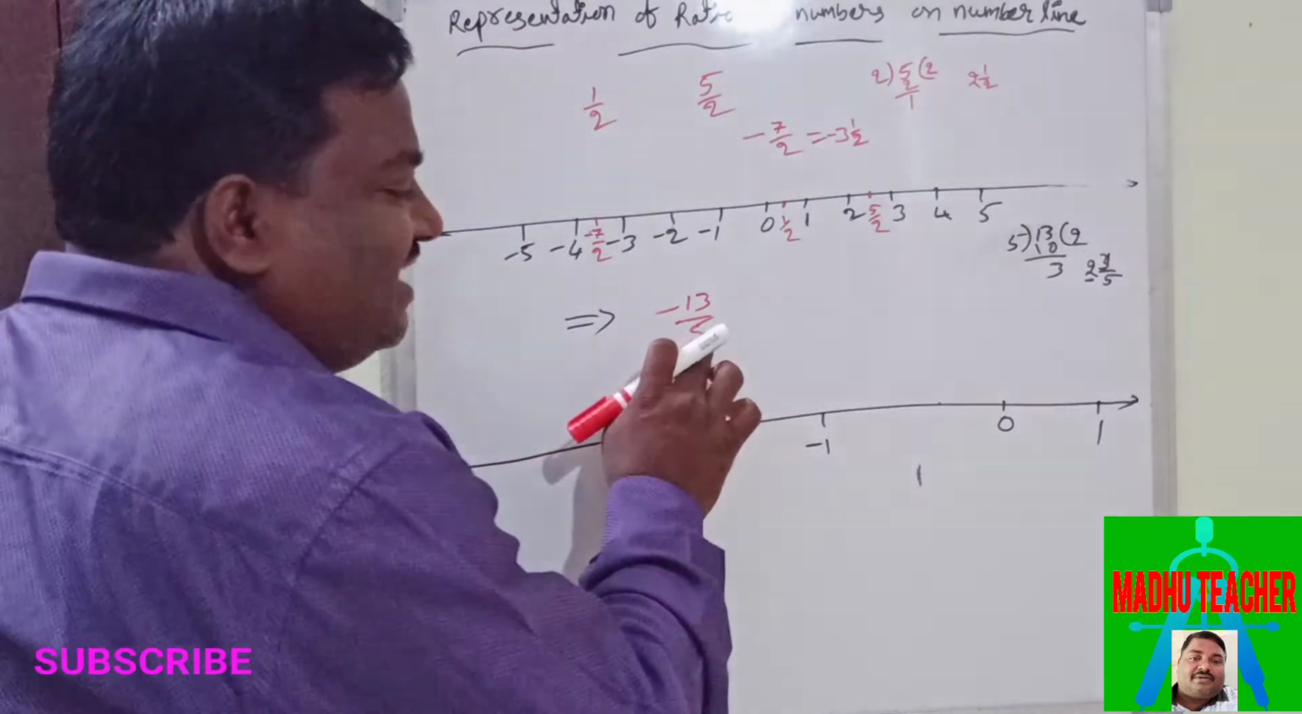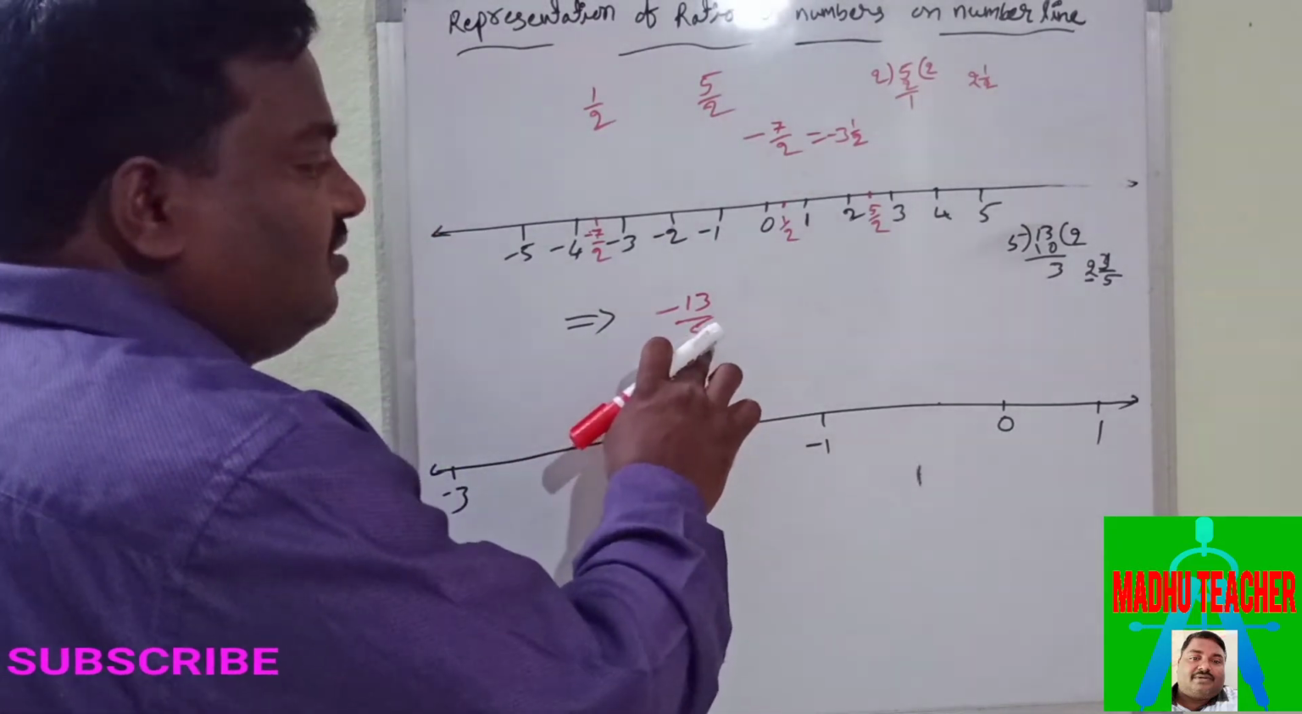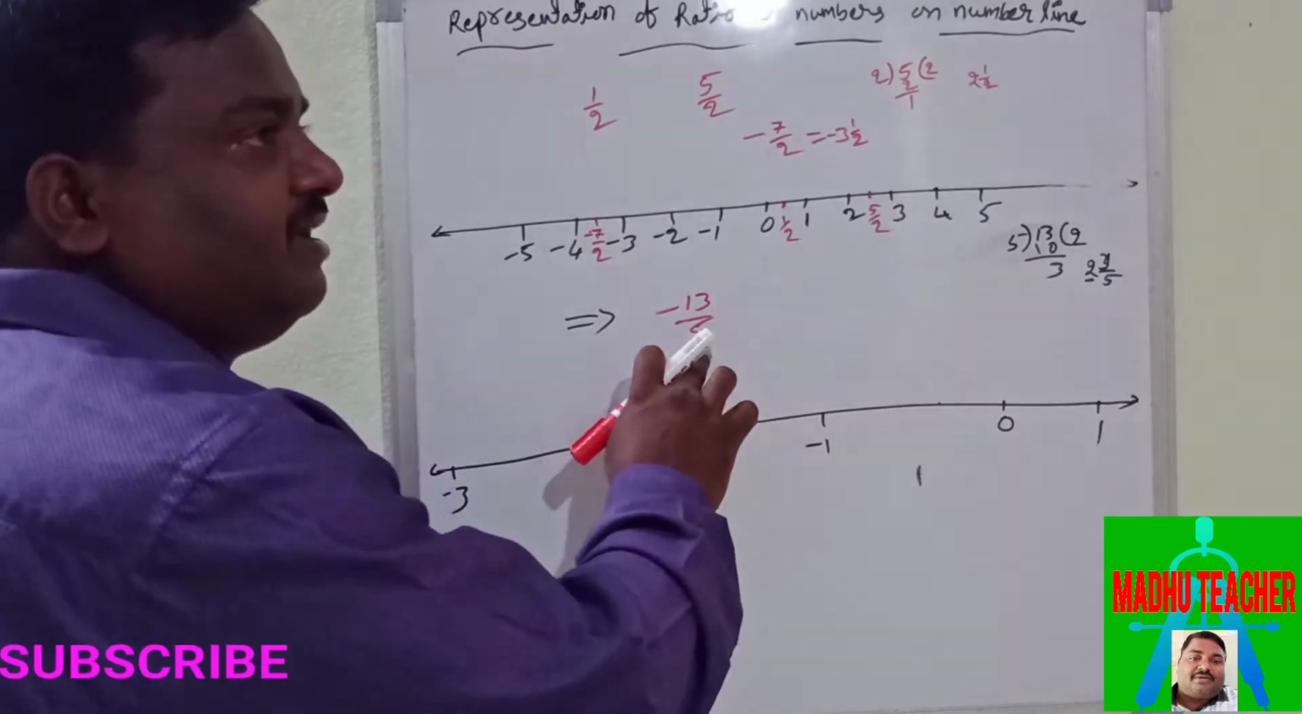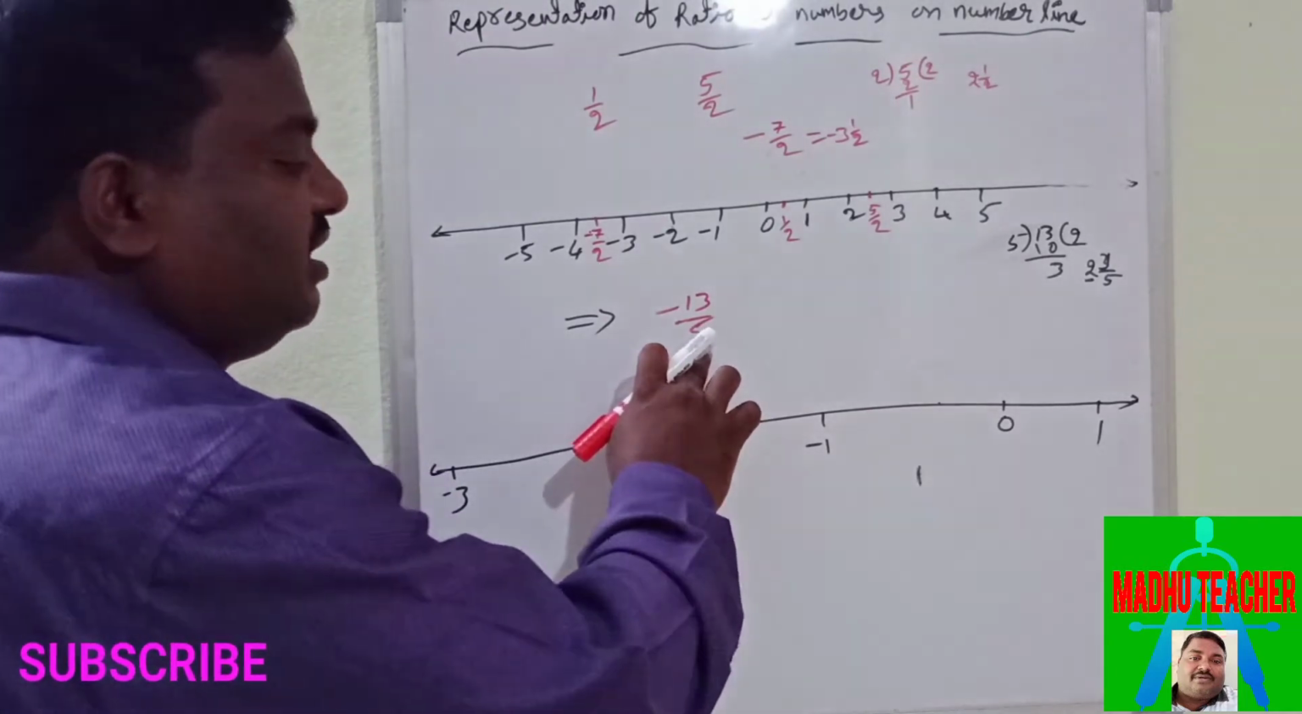Now this denominator tells what number of equal parts a unit has to be divided.